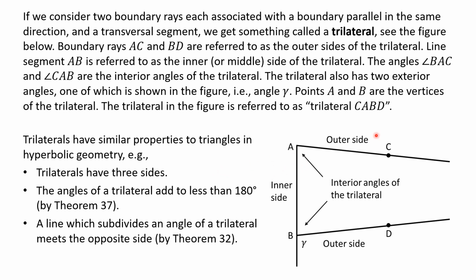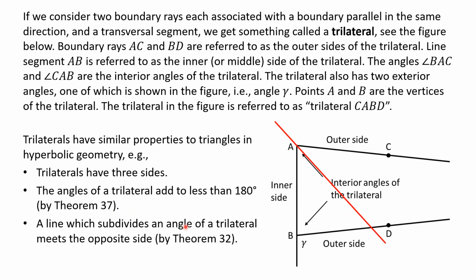So trilaterals have three sides, the two outer sides and the inner side. And two of the sides are infinite in length, so that's where we're different from a hyperbolic triangle. The angles of a trilateral add to less than 180. We proved that in theorem 37 using different terminology, but we proved these two inner angles here add up to less than 180.